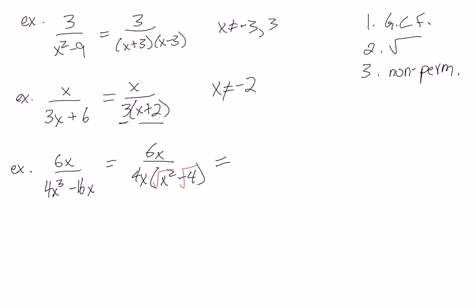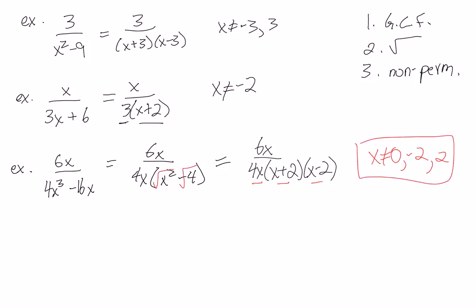So you want to square root both of those. We'd have x on the top, 4x on the bottom, and then we'd have x plus 2 and x minus 2. So we're good. Now we just have to take care of the non-permissible values. We have an x out front by itself, or 4 times x, but it doesn't matter. That's still going to be 0. Then we have the opposite there, so minus 2, and the opposite for the last one is plus 2. So in this case we get 3 different non-permissible values.